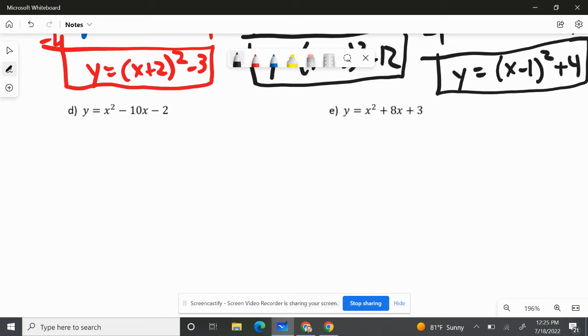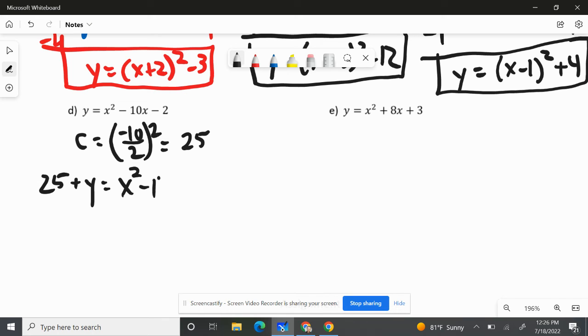Looking at letter D, what we're going to do is find our new c value. So we're going to go -10 over 2 squared. -10 divided by 2 is -5 squared is 25. And so what we have is y equals x squared minus 10x plus 25 minus 2, adding 25 to the other side as well.